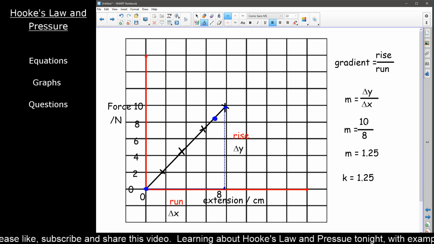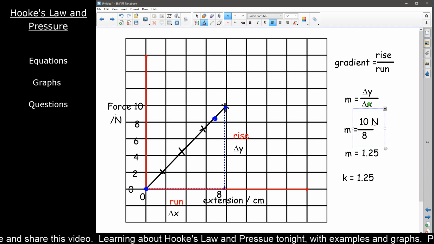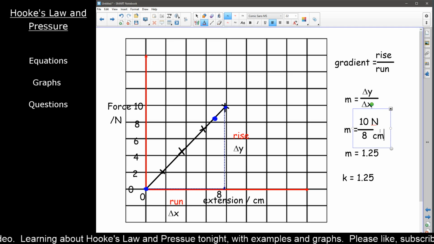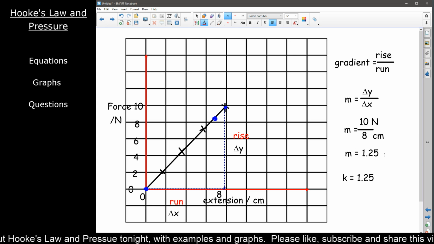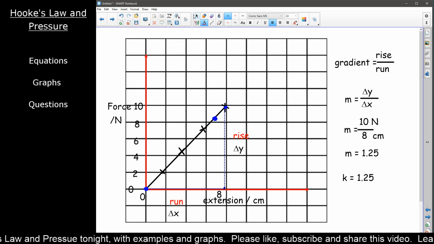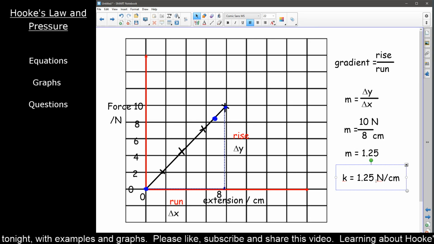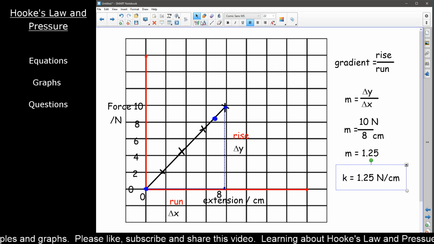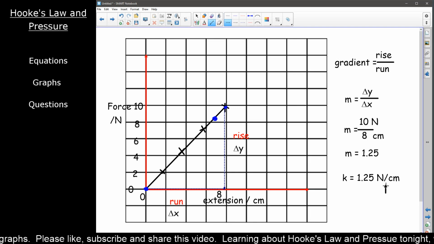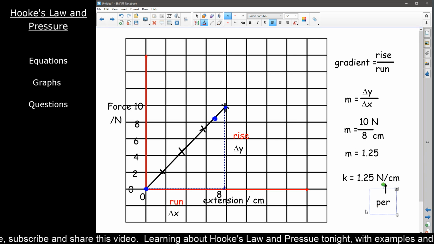So the rise here is not 10. It's actually 10 newtons, because the unit up the side is newtons. So we've got 10 newtons up the side, and across the bottom we have 8 centimeters. So whilst we did do the 10 divided by 8, we didn't actually deal with the newtons divided by centimeters bit. Nor do we intend to. We actually intend to just leave it there as newtons divided by centimeters. That's how units are made. This slash here means divide by. We call it per when we're saying it out loud. So this is newtons per centimeter. And this is basically Hooke's law.